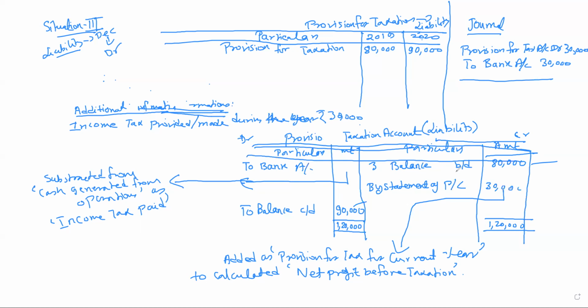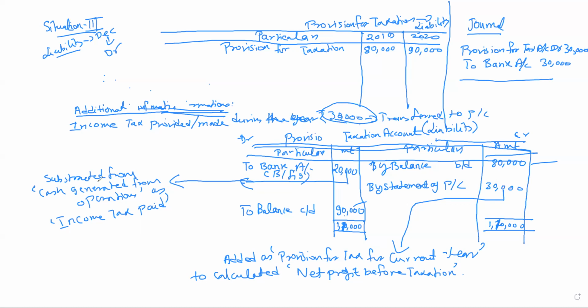डिड यू अंडरस्टैंड दिस? ये जो 30,000 is the amount of income tax that is to be provided, means this is the amount to be transferred to profit and loss account. तो बाय स्टेटमेंट ऑफ पीएल में कितना हो जाएगा 30,000. तो यहां पे होगा 80 plus 30 is how much, 1,10,000. ये भी कितना हो जाएगा 1,10,000. तो 80 plus 30 1,10,000, 1,10,000 से 90 माइनस करने से how much do you get, 20,000.